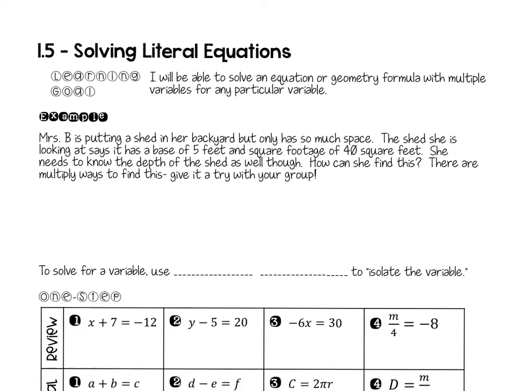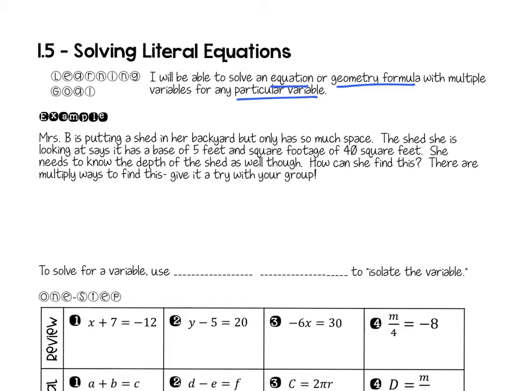Hello, we are on lesson 1.5 today, so solving literal equations. So basically what you're trying to do is solve either an equation or a geometry formula with multiple variables for any particular variable. So we may not have numbers filled in, we're just rewriting for one set variable.